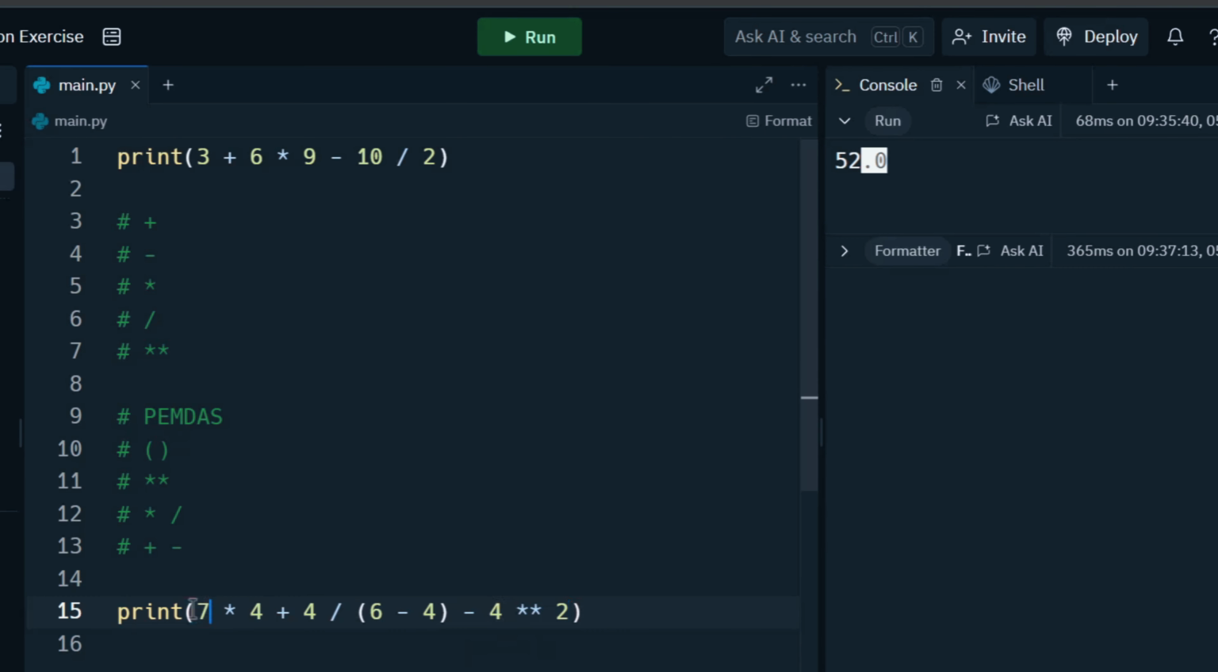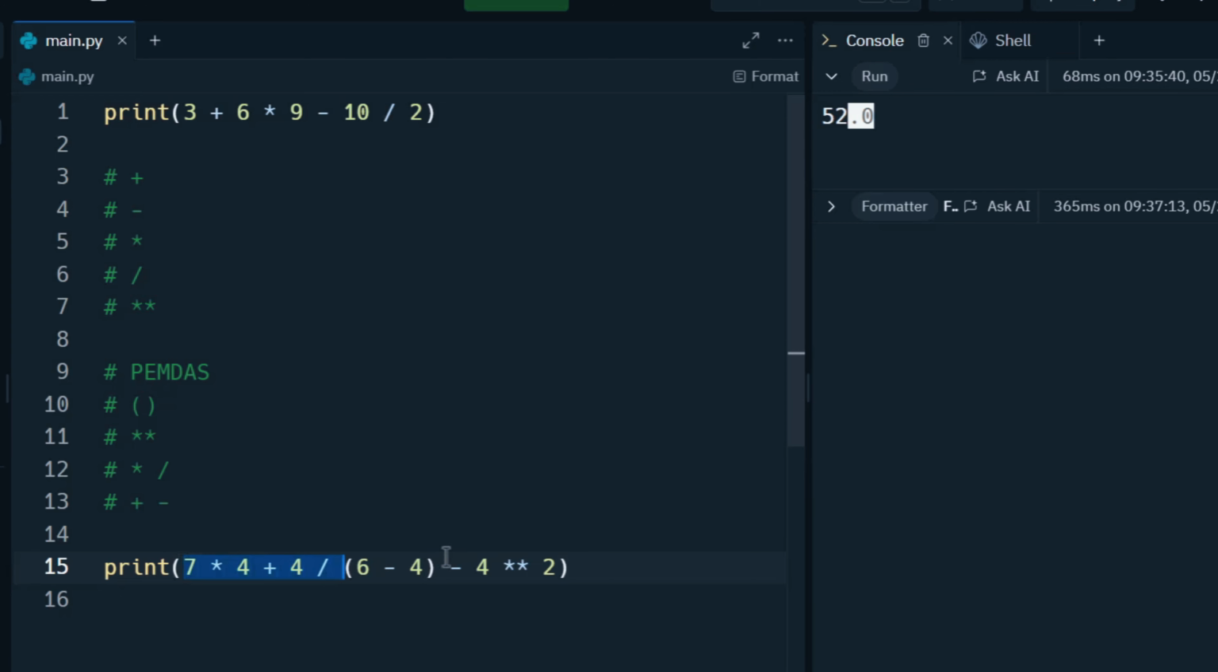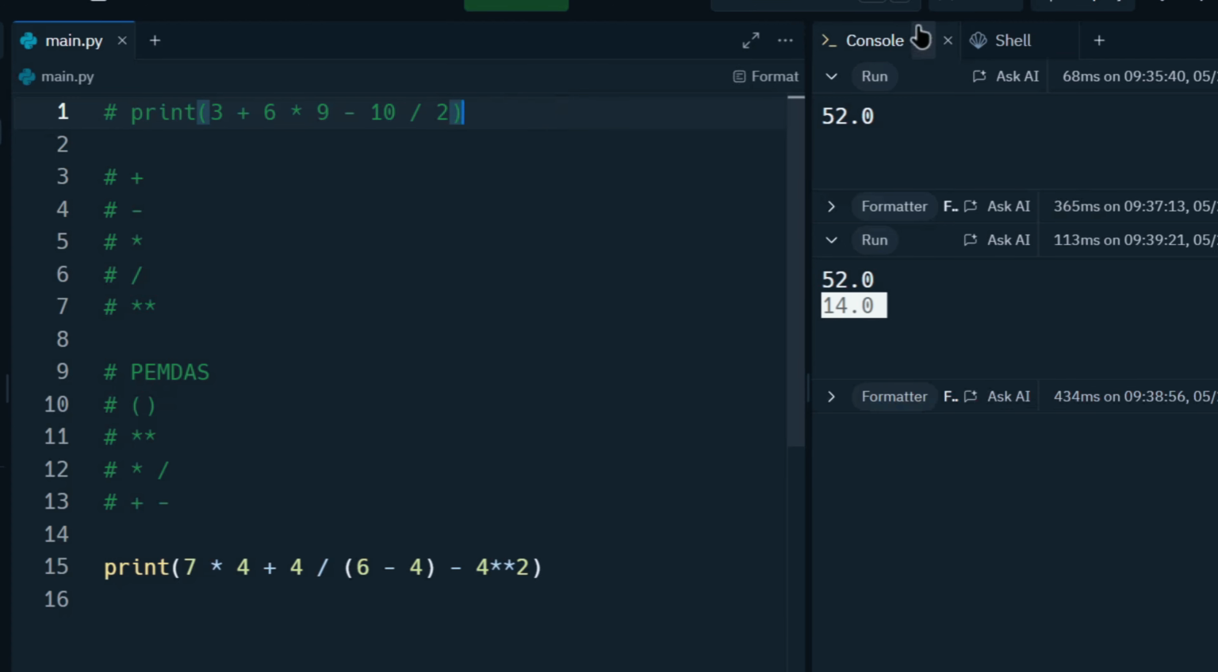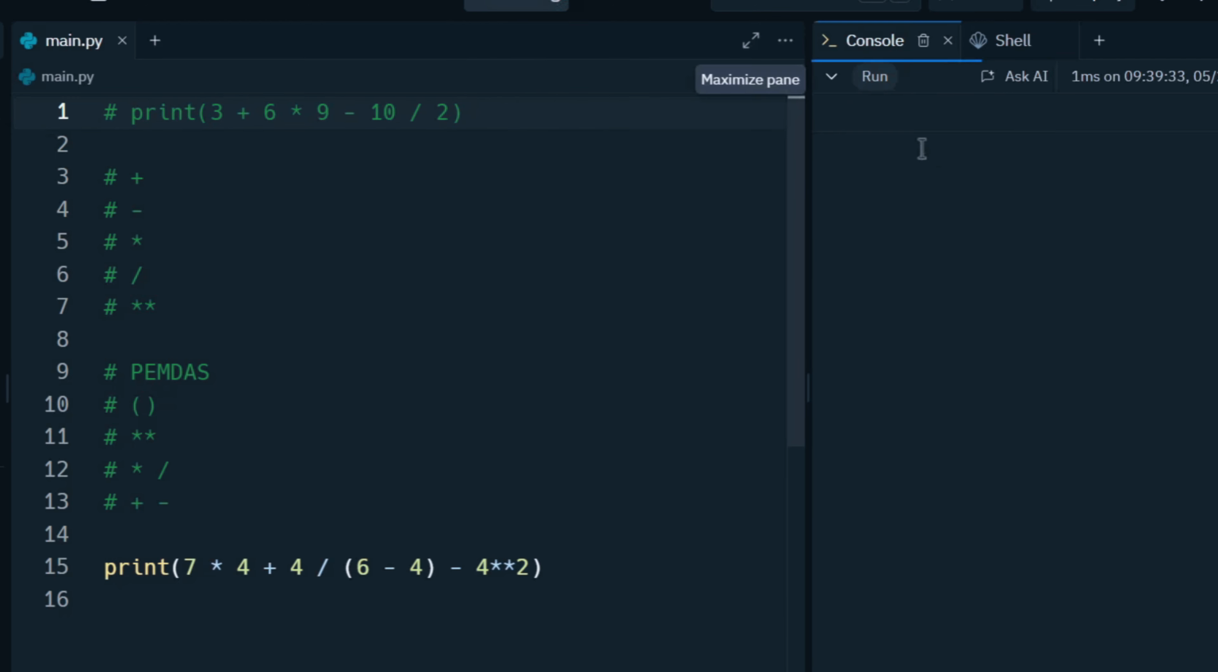Now what I want you to do is to pause the video and solve this on your own, and after that guess what the result is going to be. So when I run this, as you can see, the result was 14. I am actually going to be commenting this out, clear the console, and then run this again. So we got 14 as the result.